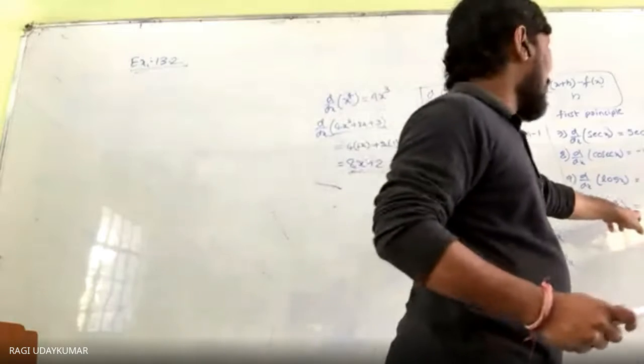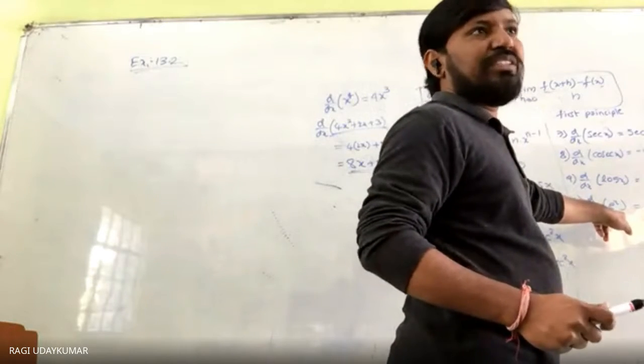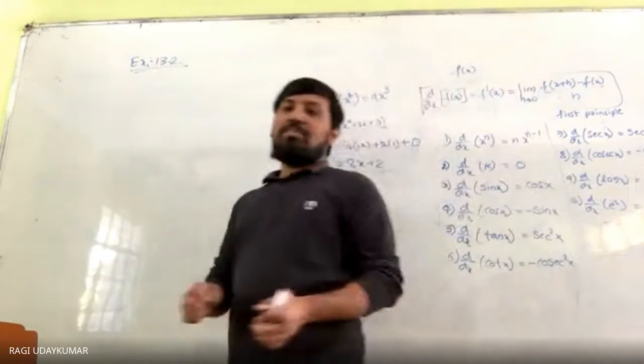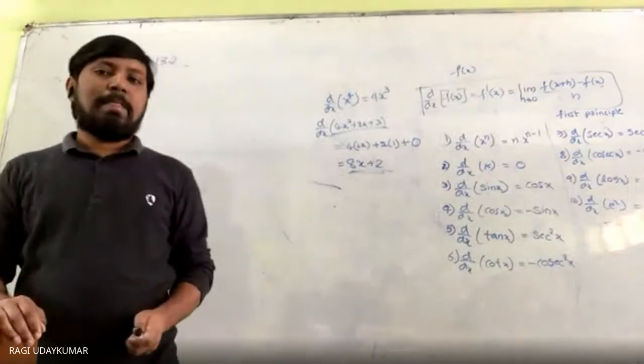Last one, e power x. This is exponential function. We call it as an exponential function. D by dx of e power x is equals to e power x. Same.